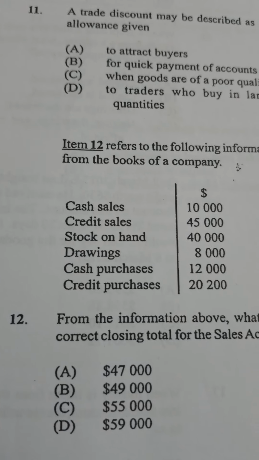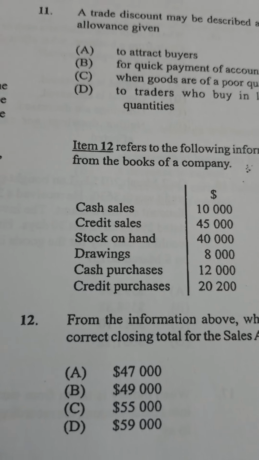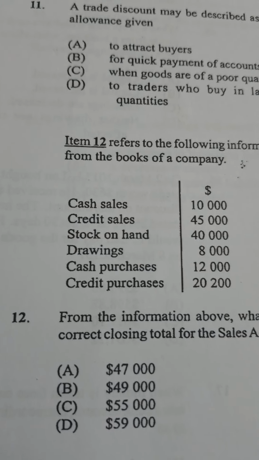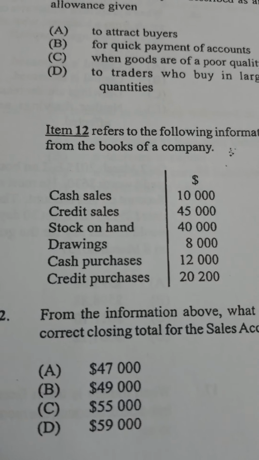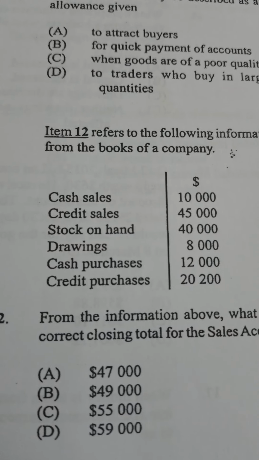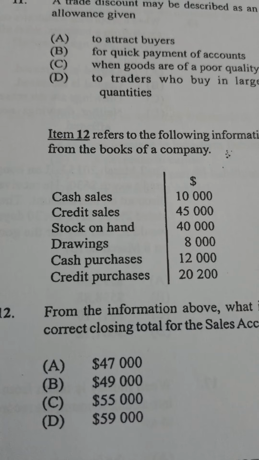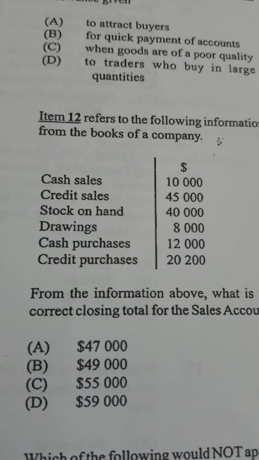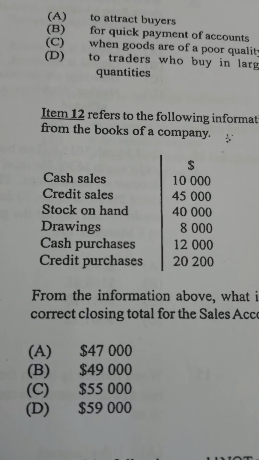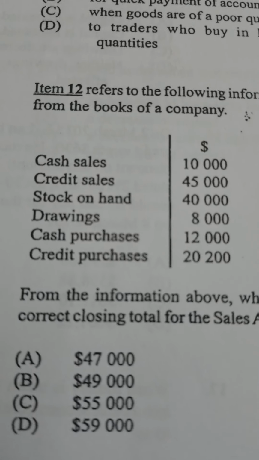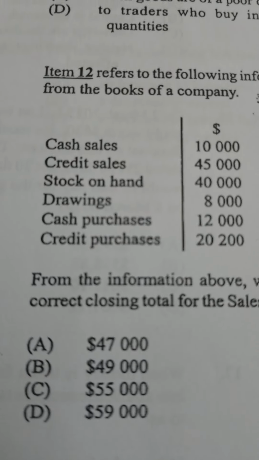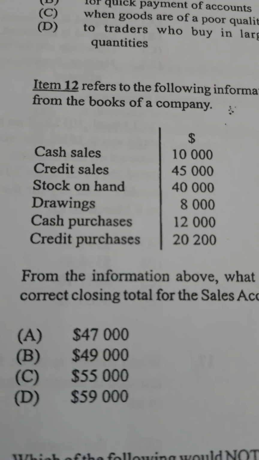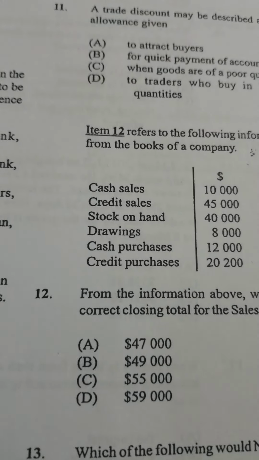So let's check the list, see if we identify them. And right at the top, first 2, cash sales and credit sales. What we simply have to do is to add those 2 figures, and that will give us the total for the sales account, which would be what now? 55,000. That is the answer C. Answer C would be the most appropriate response. Let's go on.